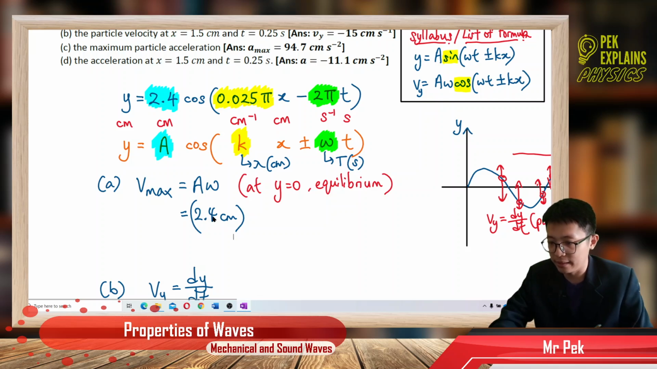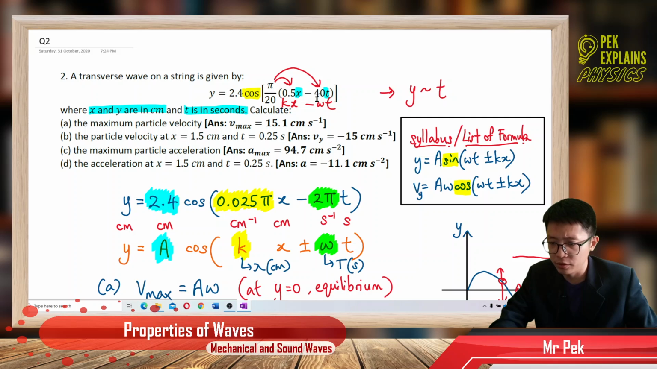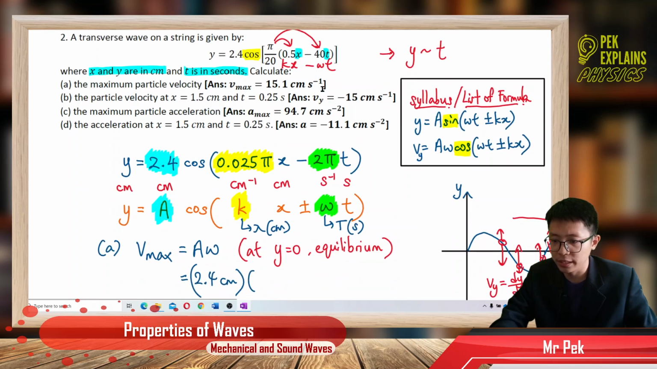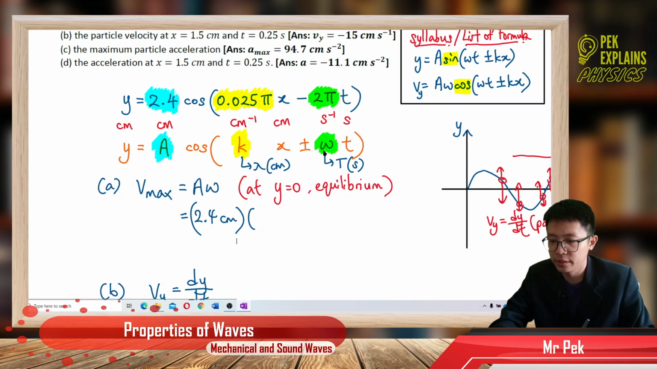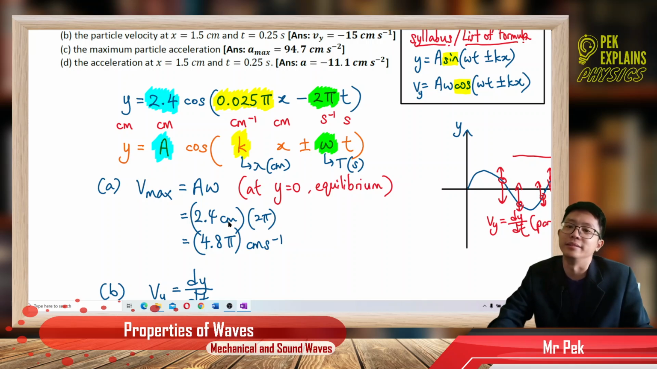So it's not meter. And then my omega, remember you must expand first. Expand it, don't put omega as 40. Omega is not 40. After you expand out, it is 2 pi. So my omega is 2 pi. And the unit is per second, not millisecond. Okay, so multiply and I get 4.8 pi. Unit is not meter per second, but cm per second.